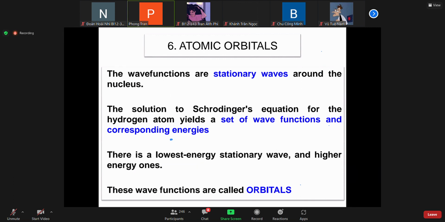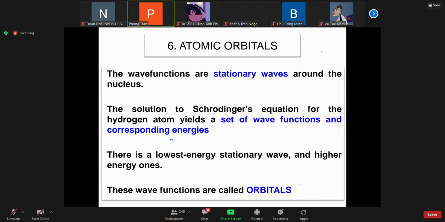So now with this idea, we go to the atomic orbital. The wave function is a standing wave around the nuclei. So the solution of the Schrodinger equation for the hydrogen atom is a set of wave functions and corresponding energies. There's a lower energy standing wave and a higher energy one. The lowest energy one, we call the ground state. The wave functions are called orbitals.